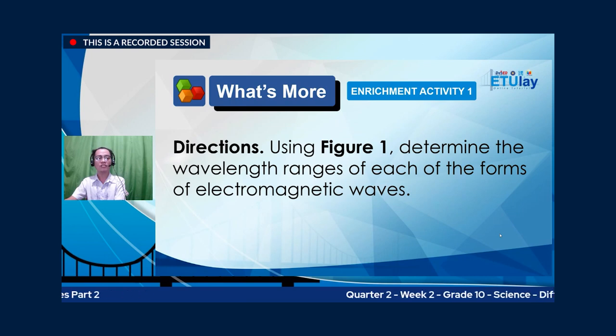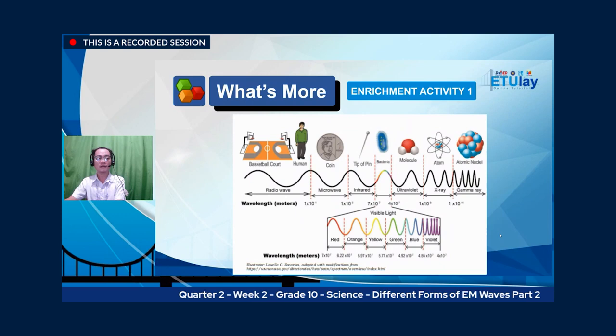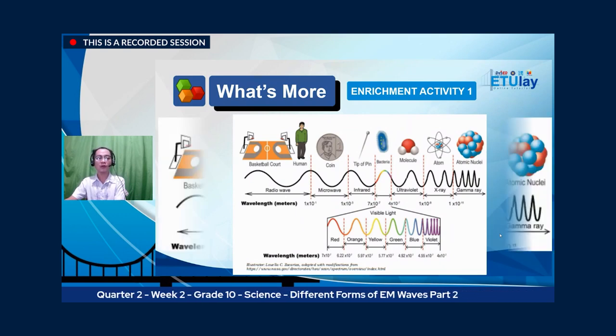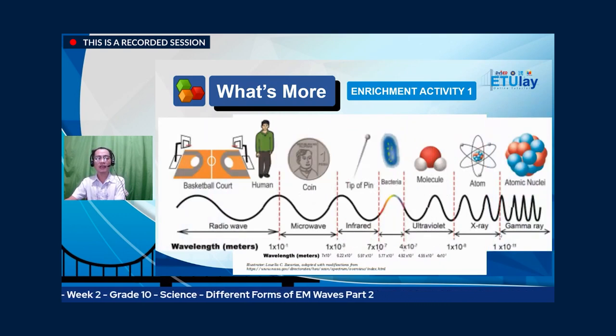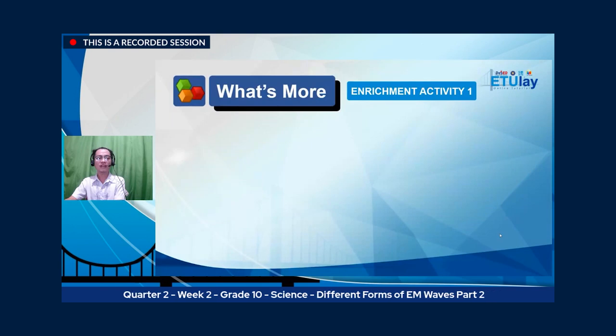Narito ang mga illustrations ng 7 types of electromagnetic waves from radio waves to gamma rays. Pinapakita rin dito ang wavelengths in meters ng bawat electromagnetic wave at visible light at 7 colors ng rainbow, yung Roy G. Biv, red, orange, yellow, green, blue, indigo, and violet. Narito naman ang wavelength ranges ng bawat electromagnetic wave mula sa radio wave hanggang gamma ray.